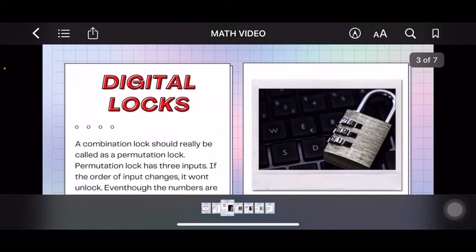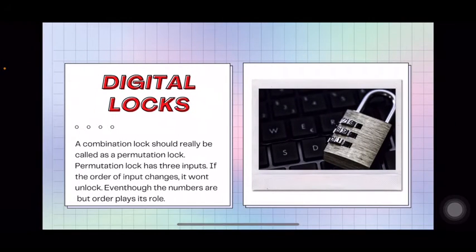So firstly, digital locks. A combination lock should really be called a permutation lock. A permutation lock has 3 inputs. If the order of input changes, it won't unlock, even though the numbers are the same, because order plays its role. So that's the usefulness of permutation in digital locks.